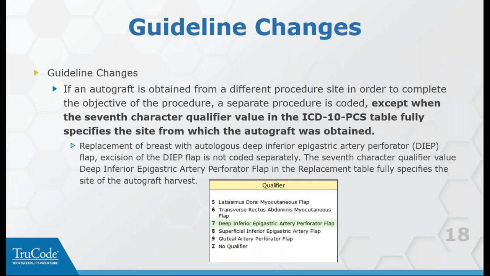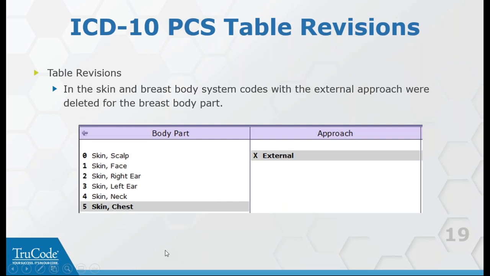And we can code also excision of the left upper leg muscle for the gracilis flap. And the reason why this one, we don't currently have a qualifier value to identify this type of flap. So we're going to use qualifier Z for no qualifier. And then because the qualifier doesn't specify where the graft came from, we can go ahead and code an excision of the muscle, because in that case, both codes are going to be needed to fully capture the procedure performed.